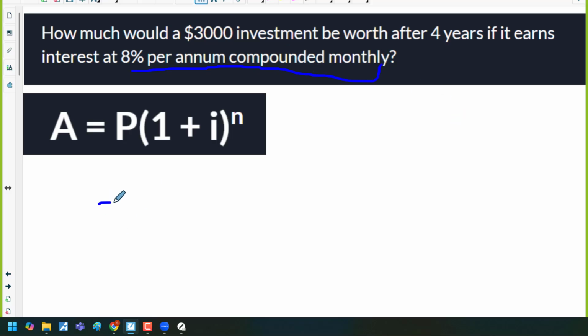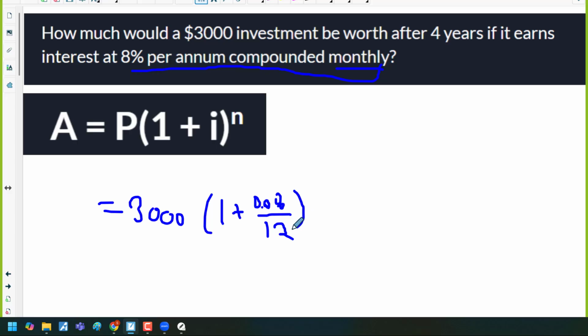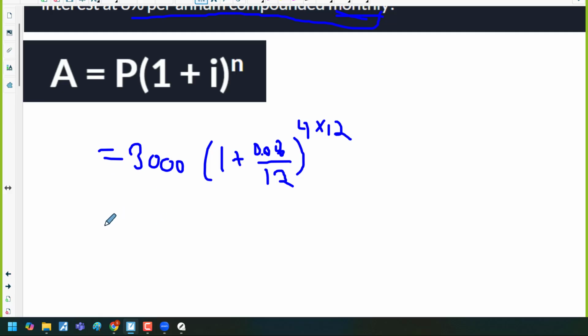This is important. Our initial amount is 3,000. Our 1 plus i: the i is 8%, but it's not actually 8%. It's 0.08, but it's not actually 0.08. It's 0.08 divided by 12 because it's compounded monthly. My exponent is 4 years, but it's not exactly 4 years, because 4 years times 12 since we're dealing in months. So that 12 is the key number there.